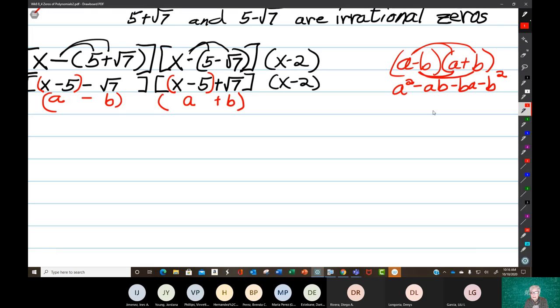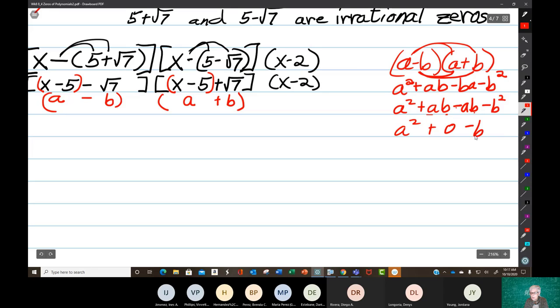squared. But we're multiplying the A times the B and the B times A, and when you're multiplying, order doesn't matter. So you've got A squared minus A B, no, that's plus. A times B, that's A plus B. So plus A B minus A B. B times A and A times B are the same thing. Minus B squared. Now, positive AB minus AB is zero. You'll have A squared plus zero minus B squared, which is just A squared minus B squared. That's what you do with conjugates.